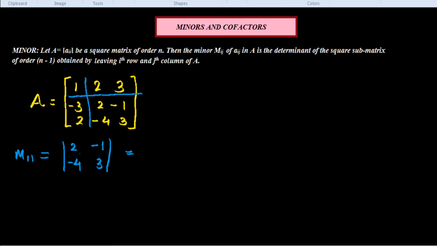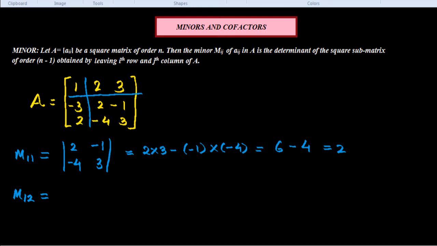For the main diagonal we multiply 2 into 3, and from this we subtract the off diagonal, minus 1 into minus 4. So we get 6, and minus minus becomes plus, so minus 4, which gives 2. It is 2. Now we have to find out M12.